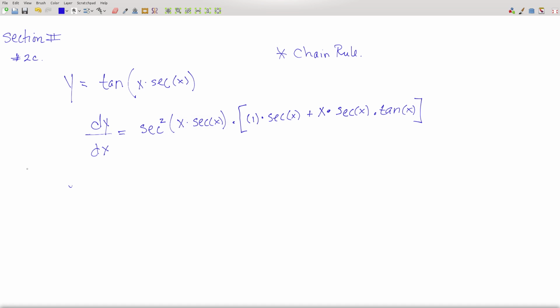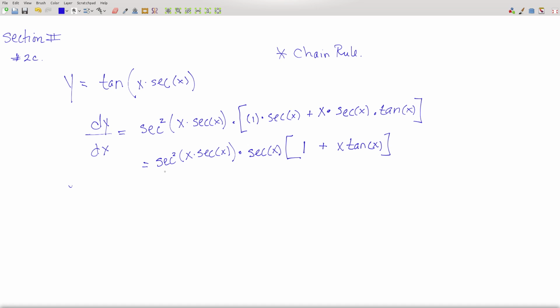Okay. So can this be simplified at all? Honestly, this really can't be simplified much more. It's tempting to try to pull out secants. It doesn't get us much further. If you like, you could leave the answer that way. I will factor out a secant from the second term. So this is the secant squared of x times the secant of x, times the secant of x, times the quantity 1 plus x times the tangent of x.